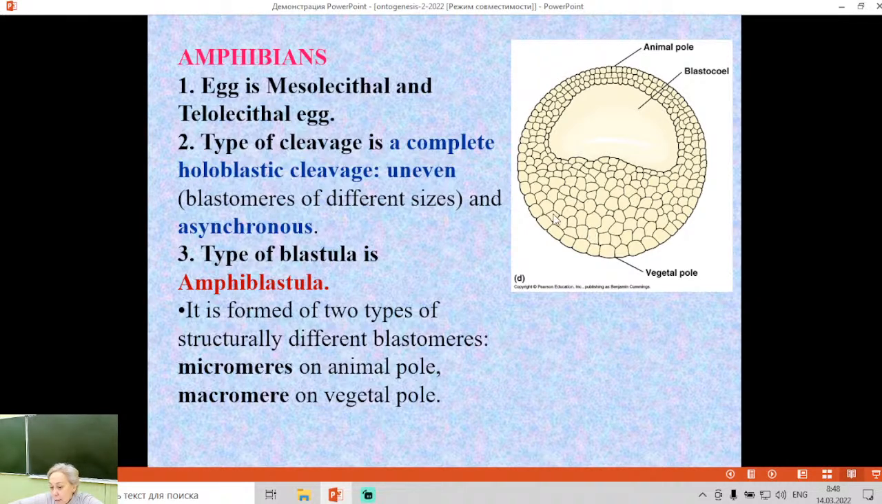In practical class, you will draw the blastula of amphibians and consider it under the microscope if offline.